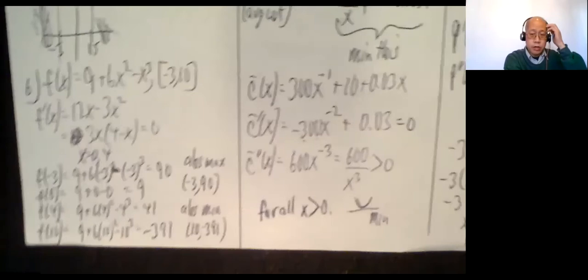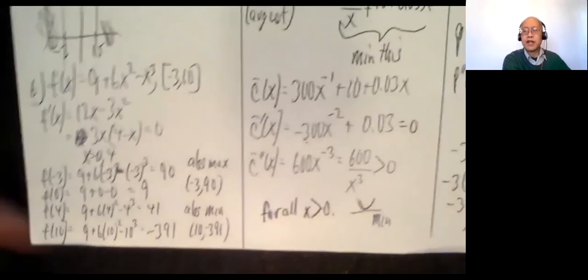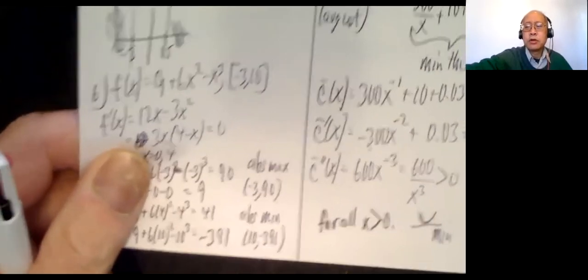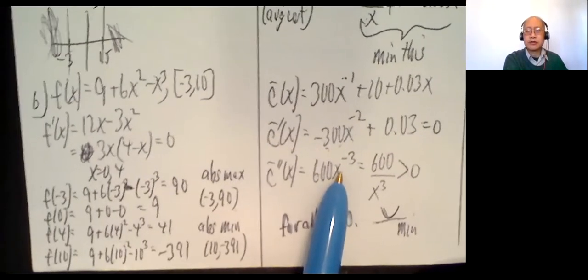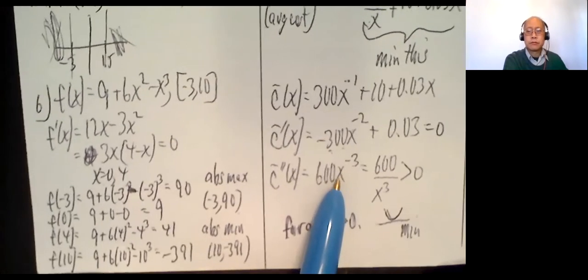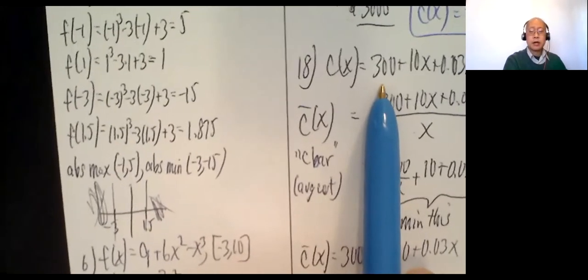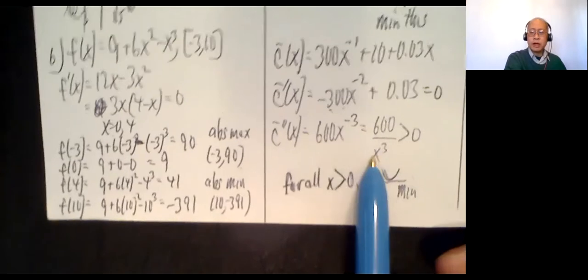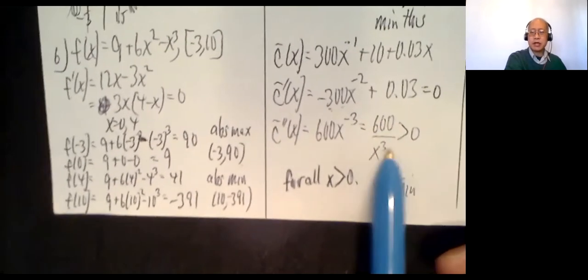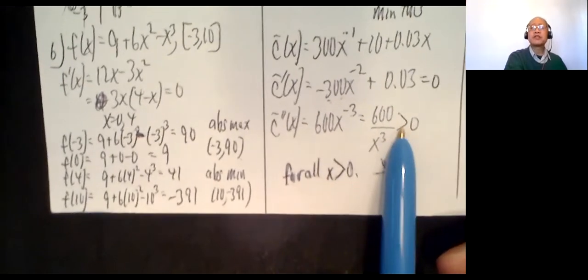Second derivative. Okay, now I know the derivative of 0.03 is 0, so forget about that. What's the derivative of negative 300 x to the negative 2? So negative 300 times negative 2 is a positive 600 x to the negative 3. Okay, algebra, that's 600 divided by x cubed. And for my analysis over here, I already said that x is definitely greater than 0, which means no matter what number I plug in for x, this is going to be positive. That's true for all x greater than 0. Positive second derivative.